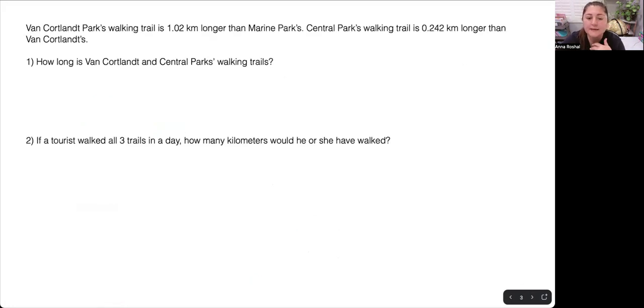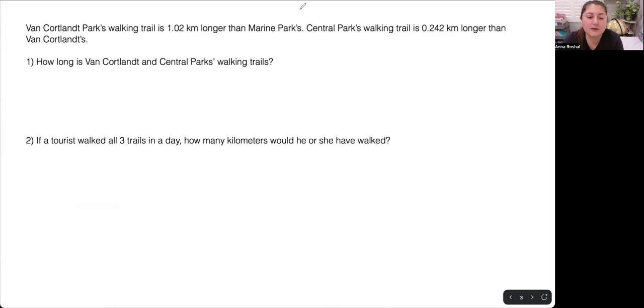Okay, let's take a look at this word problem that's in the problem set. So Van Cortland's Park. It's funny because all of these are New York City parks, and Marine Park and Central Park I've been to, but I've never been to Van Cortland Park. So I wonder where that might be.